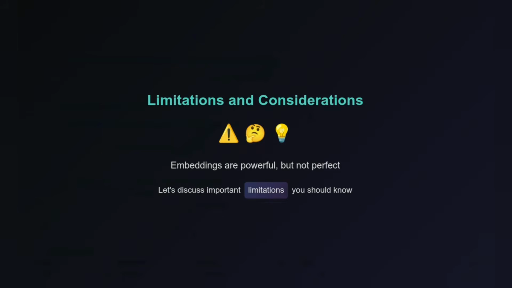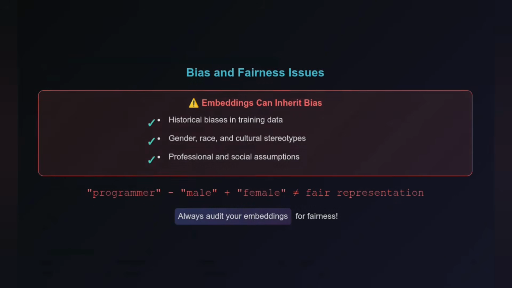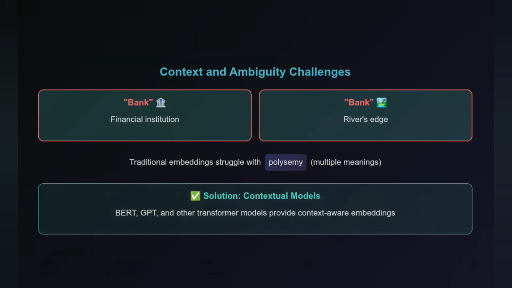Embeddings are powerful, but they're not perfect. Let's talk about important limitations you should know about. Embeddings can inherit biases from training data. Historical biases in text can lead to unfair associations in the embedding space. For example, if training data associates programmer more with male than female, the embeddings will reflect this bias. Traditional embeddings struggle with words that have multiple meanings. Bank could mean a financial institution or the side of a river. Modern contextual models like BERT help, but it's still a challenge.